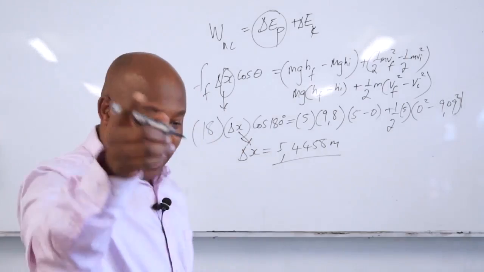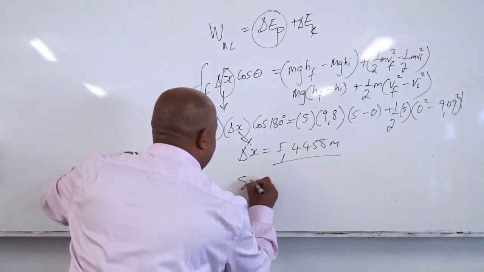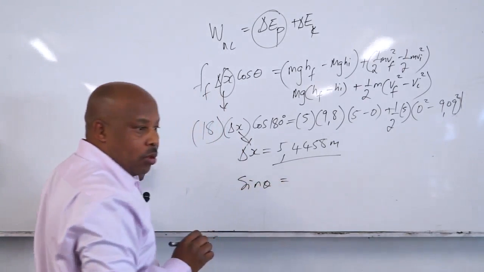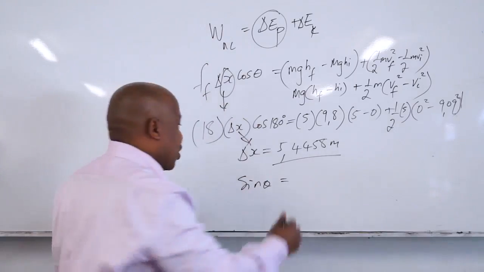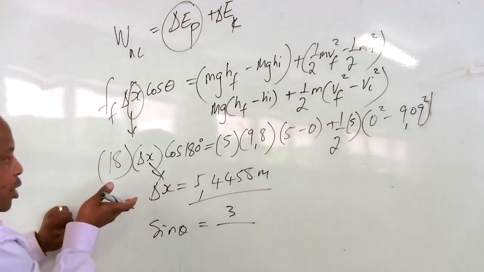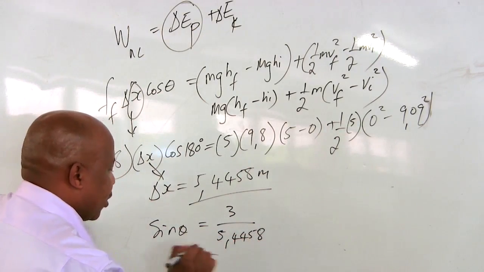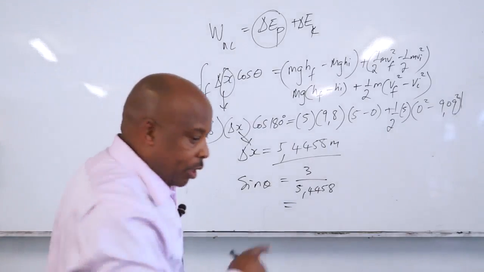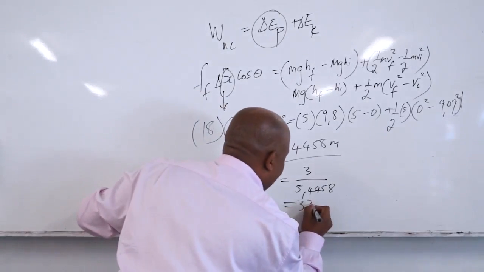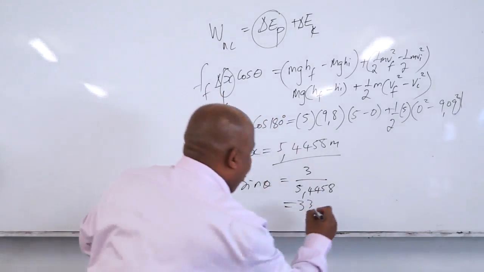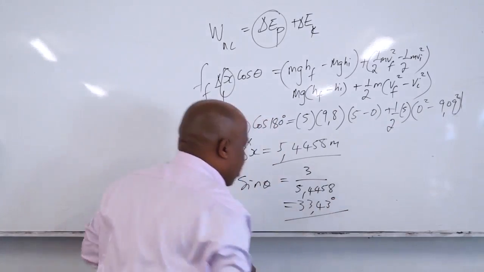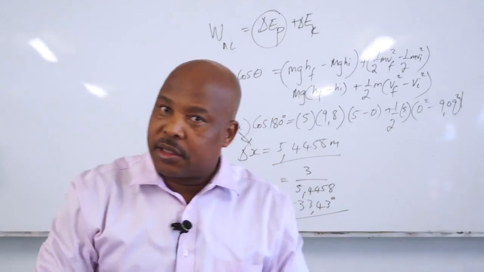Now, after I find delta x, I go to my diagram. Then I say sine theta equals my height, which is my opposite, 3, over this delta x, 5.4458. You press your calculator and then you get your angle to be 33.43 degrees. And then you have answered the question. It's a very interesting question.